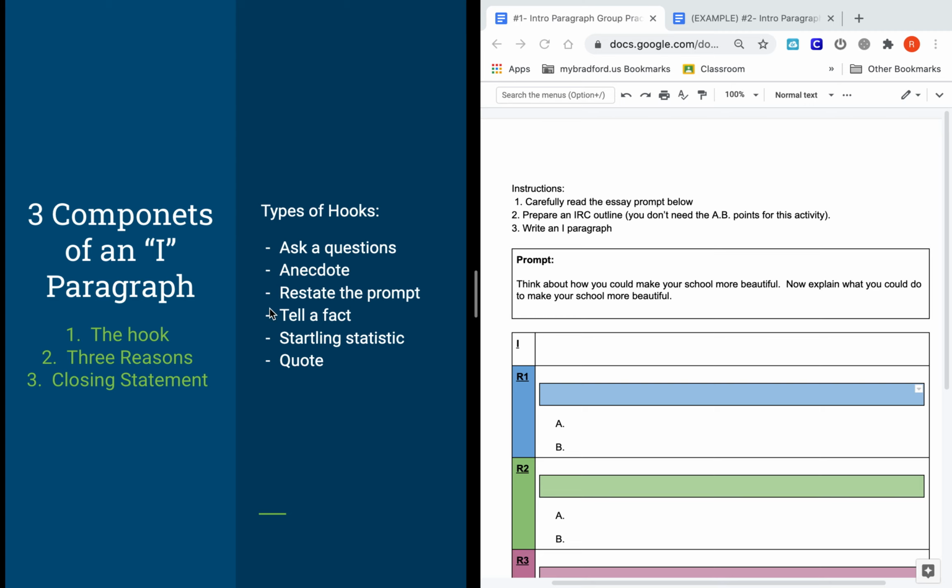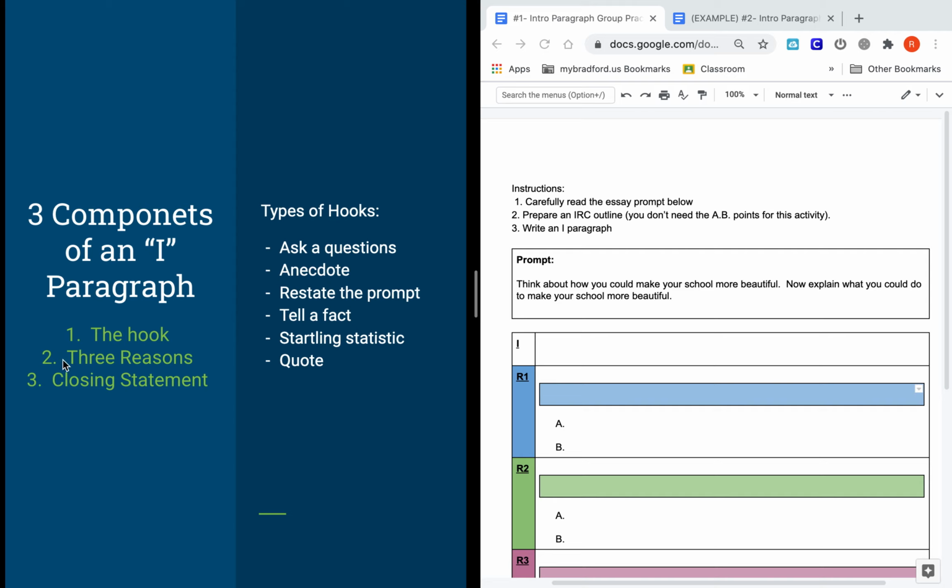You can restate the prompt. You can tell a fact, or you can put a startling statistic or a quote. For the startling statistic and for the fact, these have to be true. Don't make something up. They need to be true. You'll get sniffed out if you're lying.